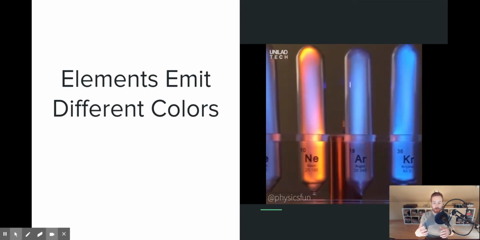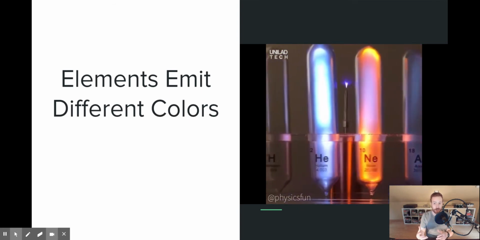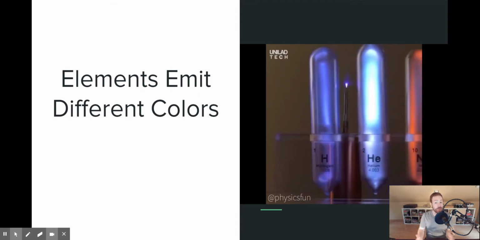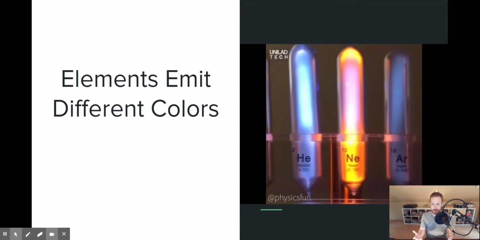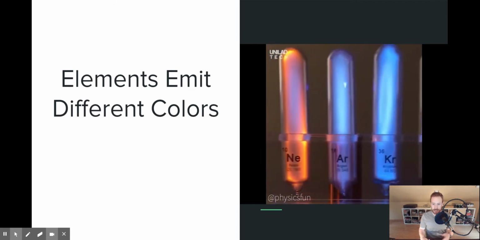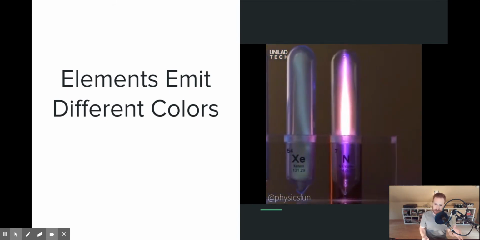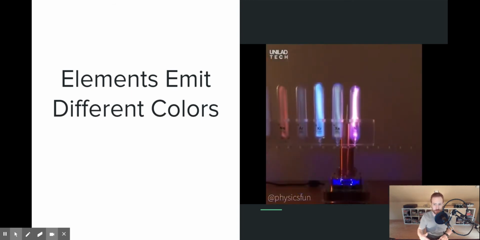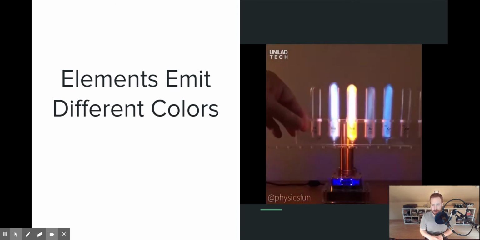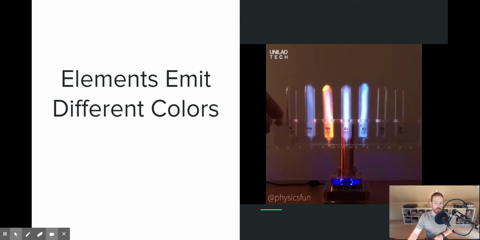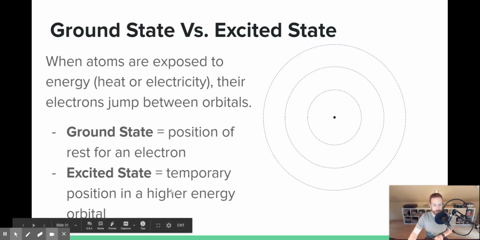And when a tube comes in contact with that electrical current, the atoms of that element start to emit light. And you can see that the different elements emit different colors of light. Neon is like orange. Krypton is this crazy blue. Xenon is this kind of dull blue green. Nitrogen is purple. Different elements emit different colors. This is called atomic emission spectra.